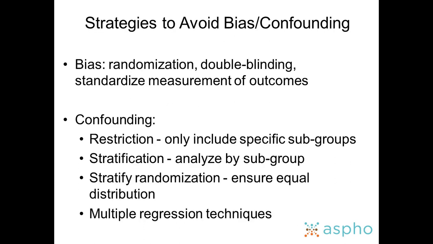So some ways to avoid bias. Randomization, if done appropriately, can avoid selection or allocation bias. Double blinding can avoid measurement bias. Standardizing measurement of outcomes can also reduce measurement bias.